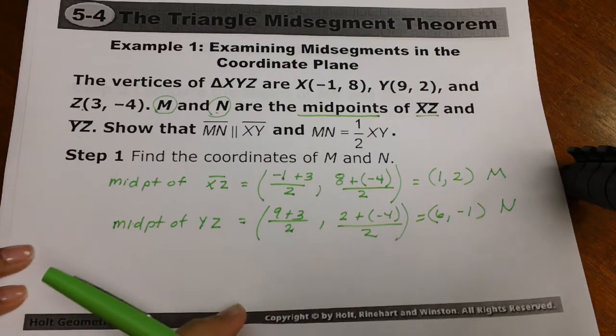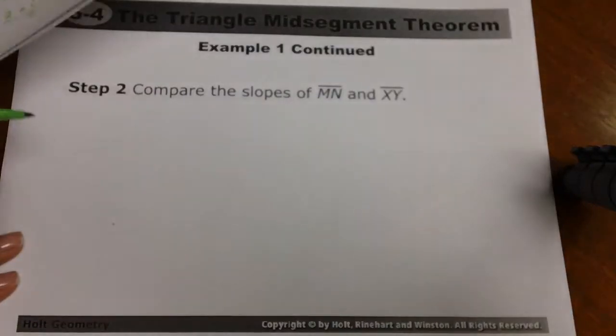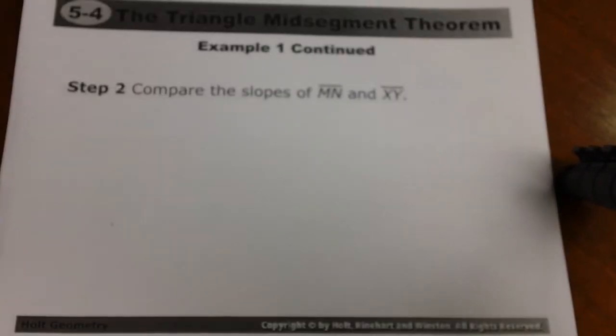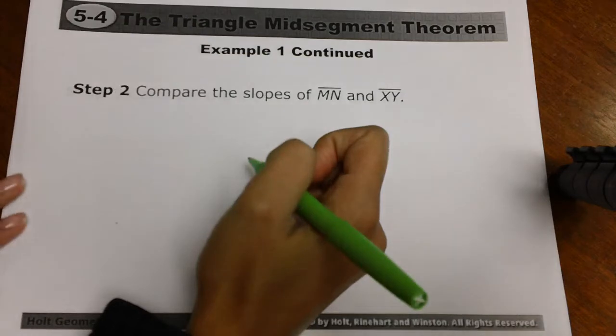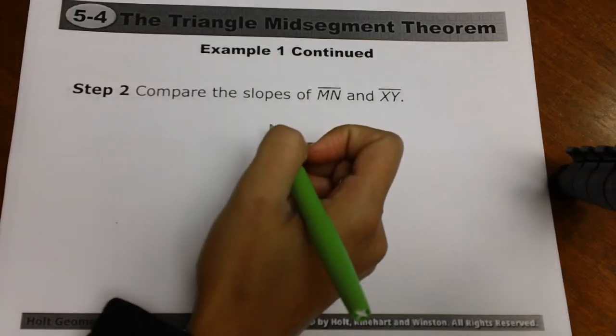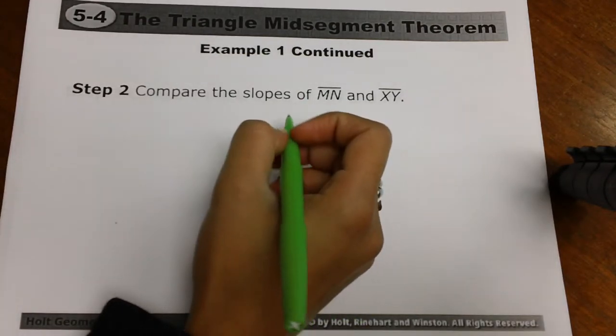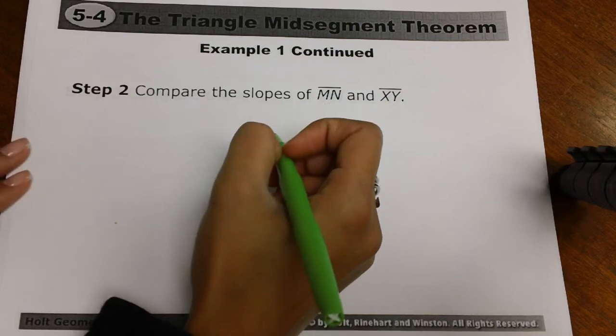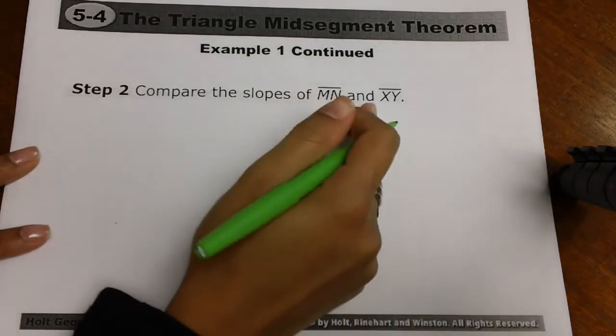After we figure out what the midpoints are, we need to talk about their slopes because we need to see if they're parallel. Their slopes are going to be parallel if they're the same slope. Perpendicular lines have opposite reciprocal slopes. So now we need to check out their slopes.